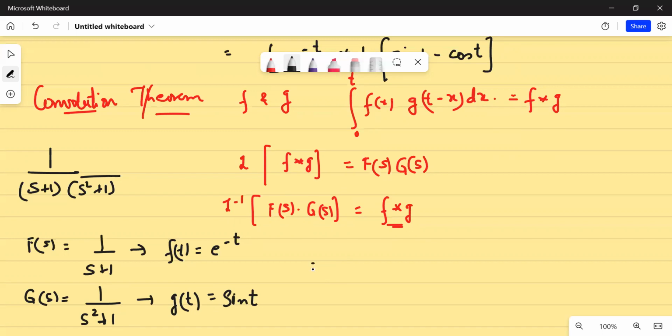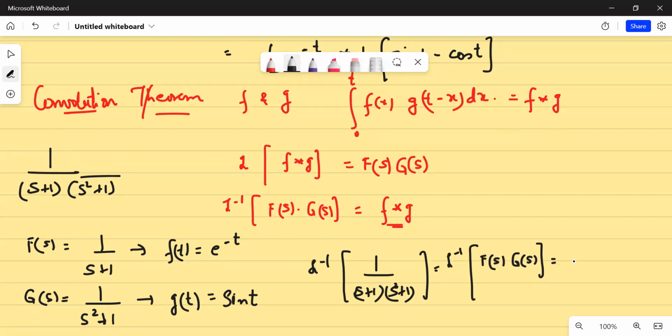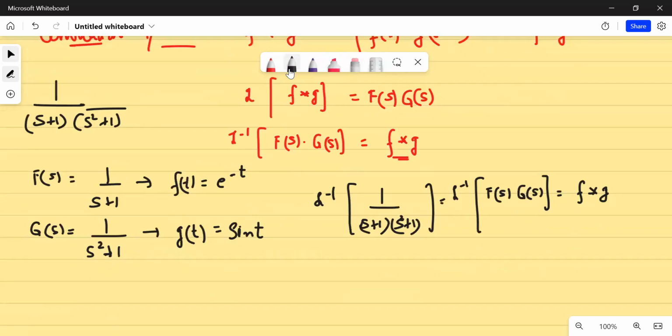So now, if I want to find the Laplace inverse of 1 upon (s plus 1) into (s square plus 1), it is equivalent to writing the Laplace inverse of F(s) into G(s), which is equal to the convolution of f and g. And what would be the convolution of f and g? It would be simply the integral from 0 to t. What was your f? f was simply e to power minus t. What was your g? I think it was sine of t. So I'll write sine of x minus t, and I'll write dt.